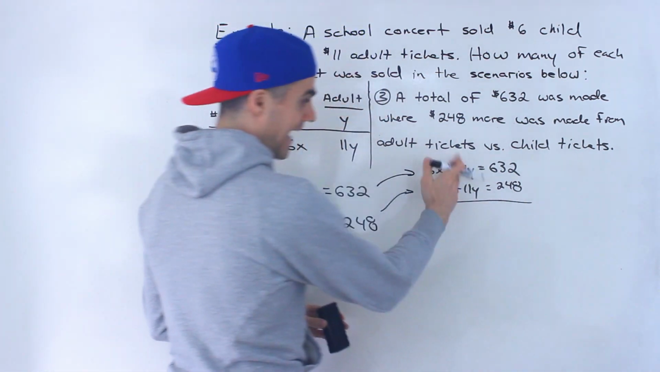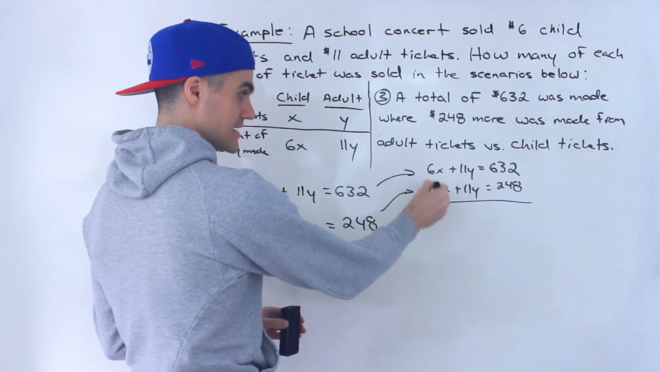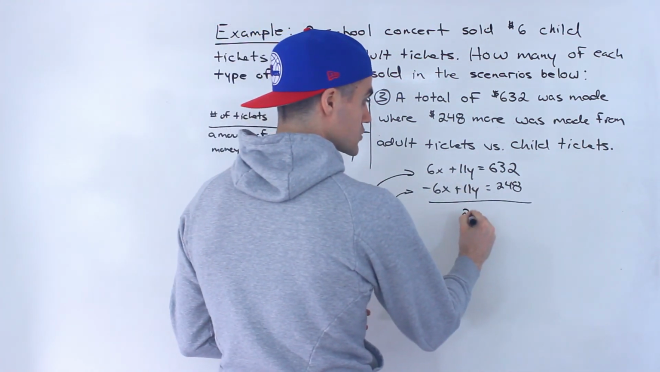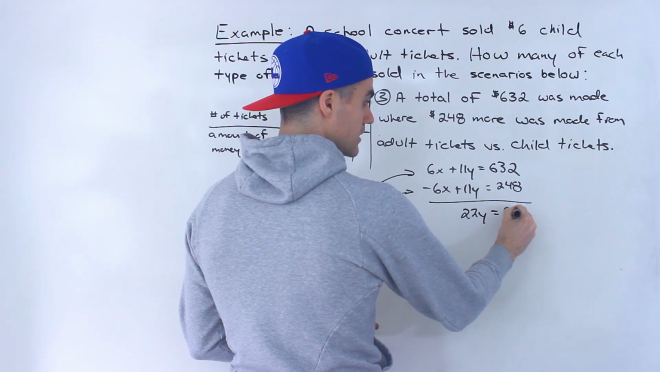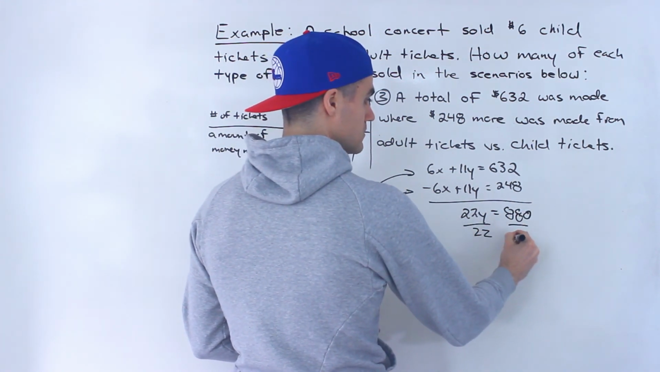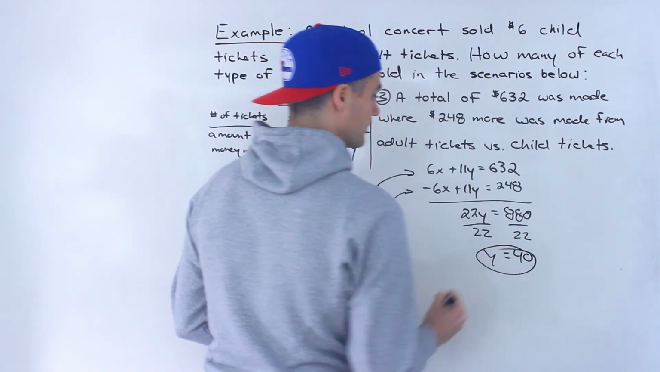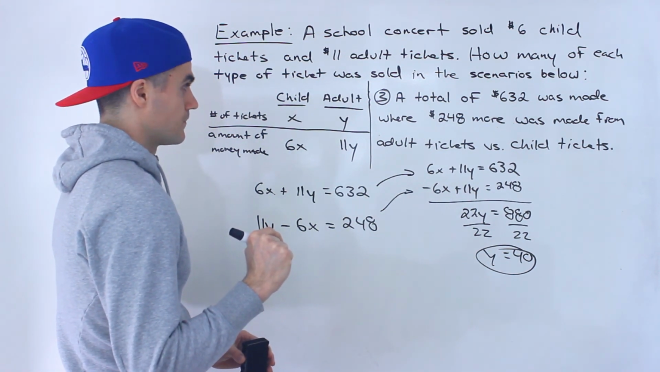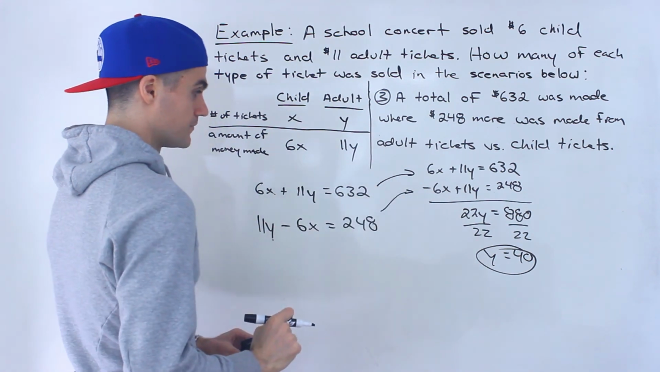So what I'm going to do is I'm going to add both of these because they're the opposite sign. So 6x plus negative 6x would give us 0. 11y plus 11y would give us 22y. 632 plus 248 would give us 880. Divide both sides by 22, and y would be 40. So that's the amount of adult tickets sold, the number of tickets sold.